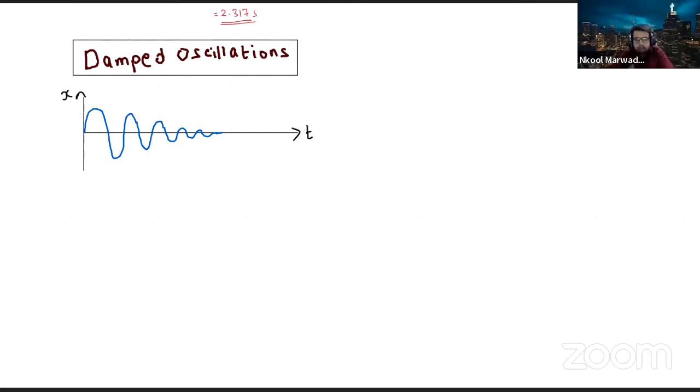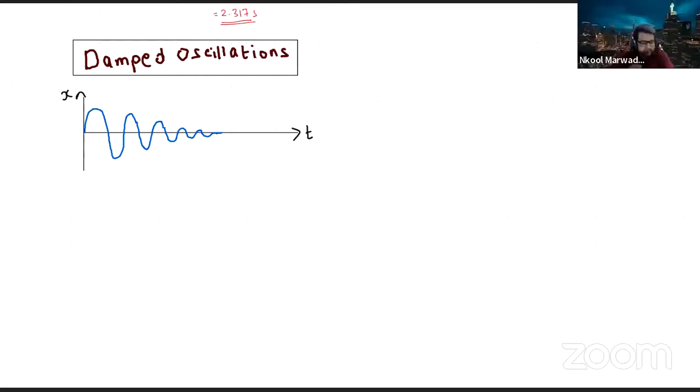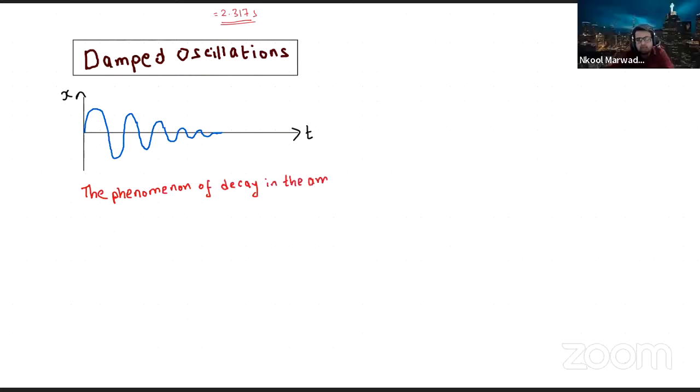Fading of that. And what is responsible for that? Frictional force, which is always there. And hence there is a loss of energy. So I will write some definition for this damped oscillation. The phenomenon of decay in the amplitude of oscillations is the damped oscillations. And definitely in the damped oscillation, there will be a time instant where the amplitude will become zero, as we can see in the graph also.